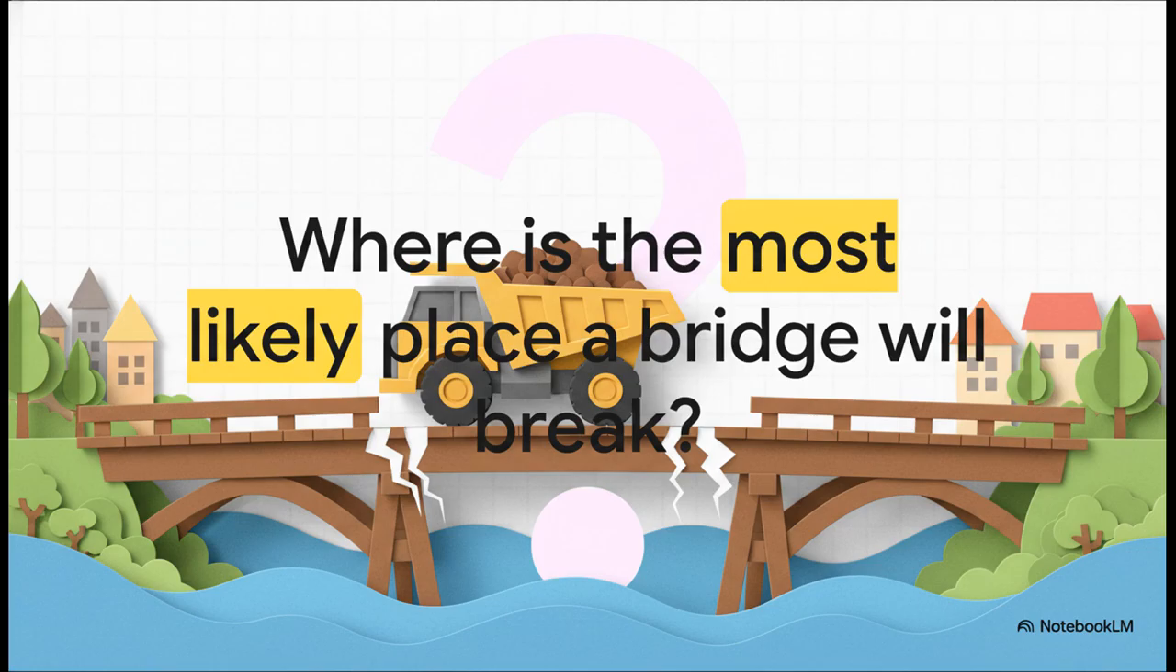Let's pause for a second. We're going to do a little activity to test out those detective skills you're going to need for your exam. So imagine you are the lead engineer on a big project. You're looking at a diagram of a newly built wooden bridge. Right in the exact middle of the bridge, there is a massive, super heavy dump truck sitting there. As an engineer, where should you look first to predict a structural failure?